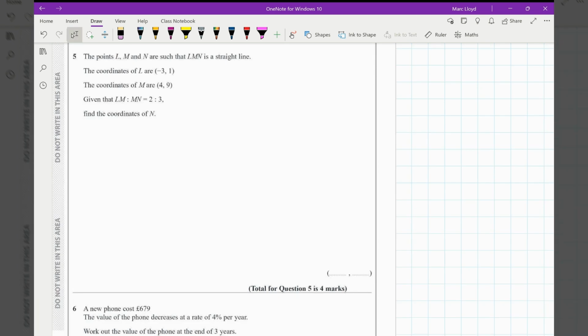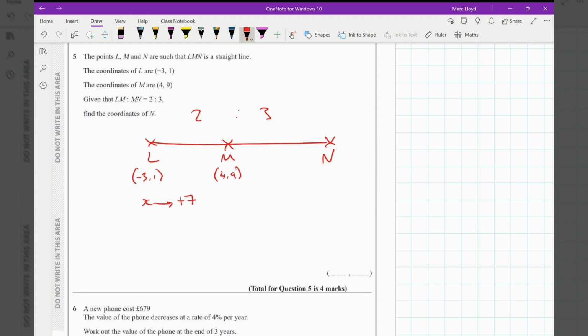Question 5. So I'm going to do this one probably in an unconventional way. So we've got L. I'm going to put M there. And then we've got N. So this is 2 to 3. And then our coordinate of L, -3, 1. Coordinate of M, 4, 9. And we want to know what N is. So for our X coordinate, it's gone up by 7. And for our Y coordinate, we've gone up by 8.